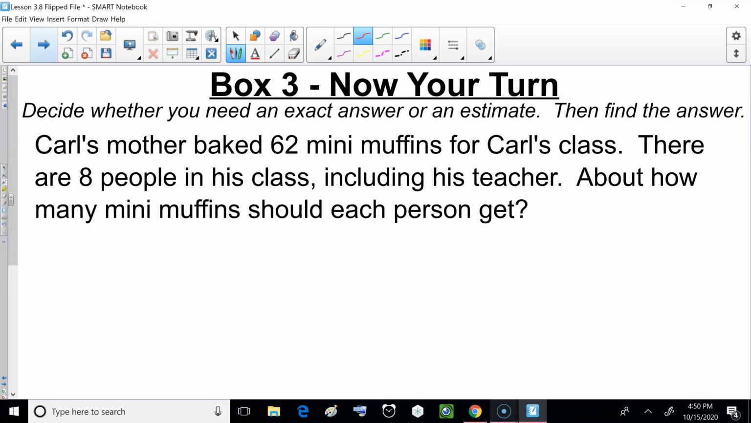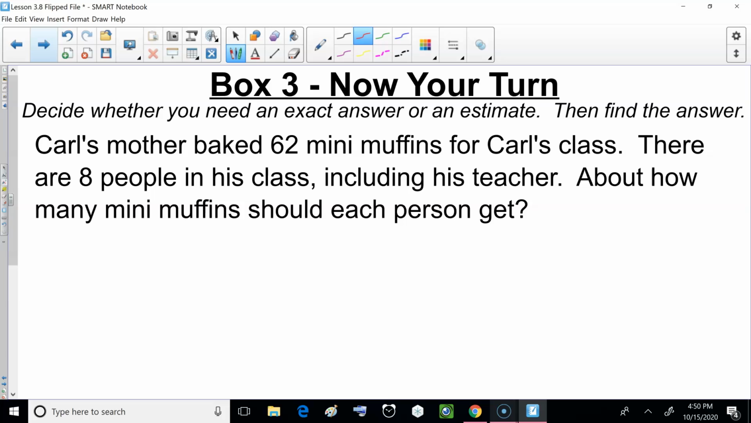And here's a word problem for you. Decide whether you need an exact answer or an estimate, then find the answer. Carl's mother baked 62 mini muffins for Carl's class. There are 8 people in his class, including his teacher. About how many mini muffins should each person get?